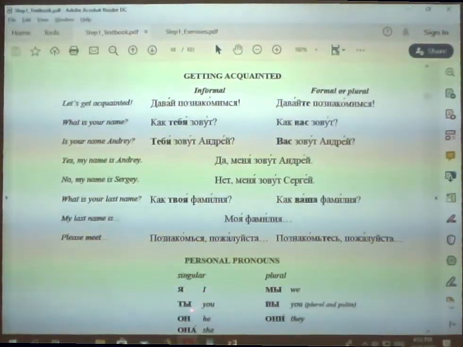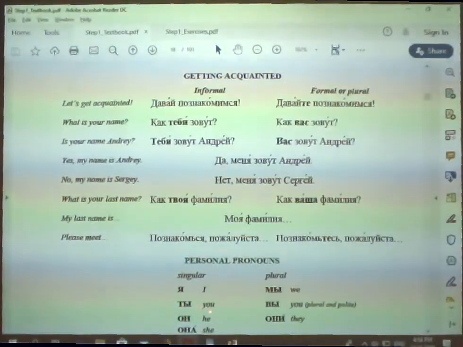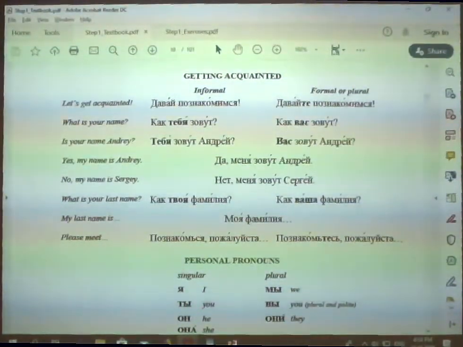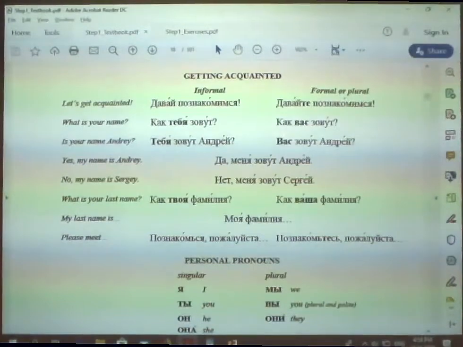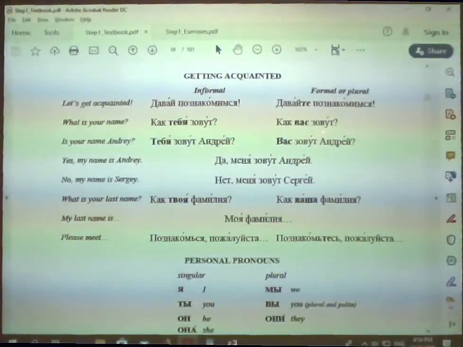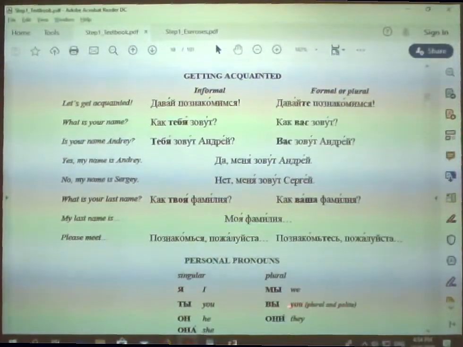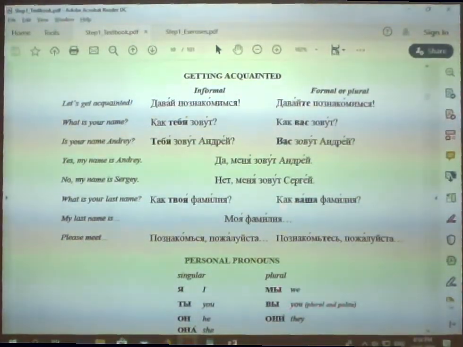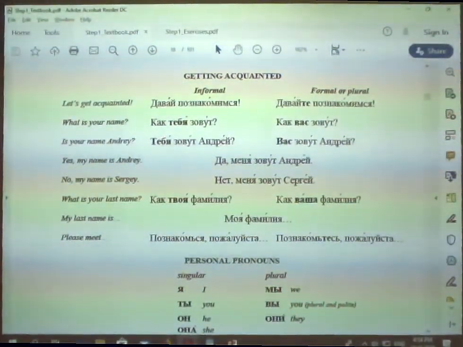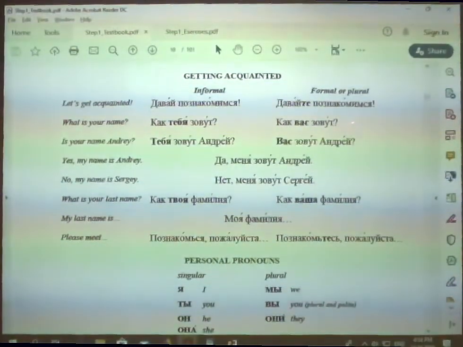And when you ask about someone's name, you ask как тебя зовут in informal situation. Тебя is the form of ты, singular informal you. But in formal situation, you ask как вас зовут. Вас is the form of вы, plural you or polite you. Как тебя зовут, как вас зовут.